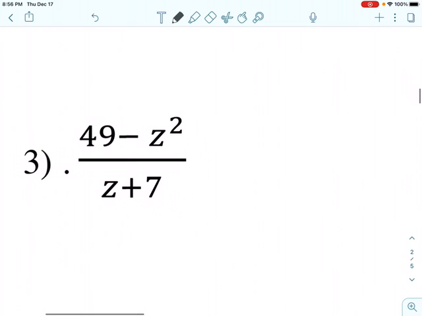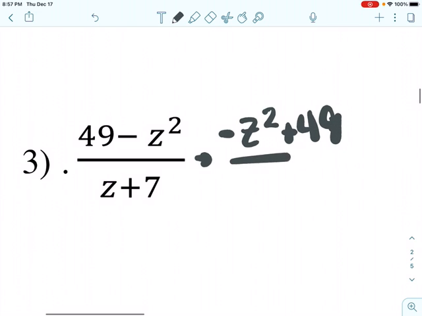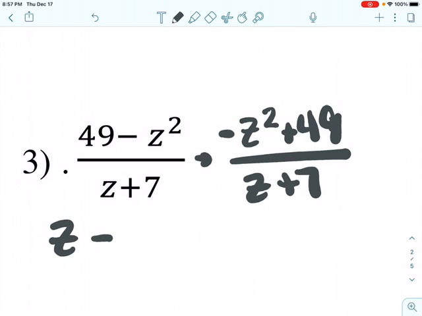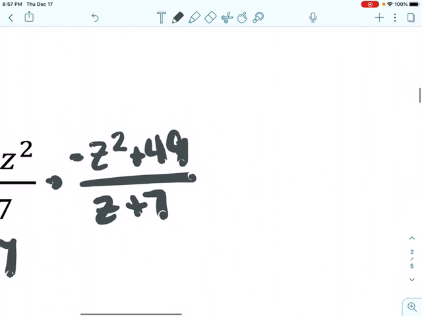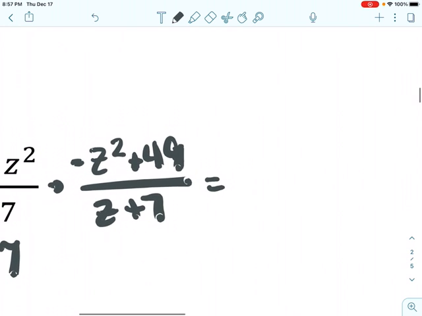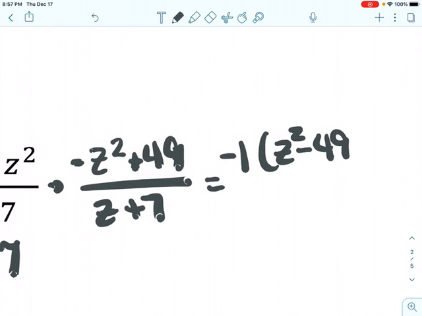Okay, so let's try this one. All right, so again, I noticed that my variable is second. It's got a negative sign, so I'm going to rearrange that. Commutative property allows me to do that, so I'm going to go negative z squared plus 49 all over z plus 7. Now right away, before I do anything else, I'm going to say that z cannot equal negative 7 because that's what my denominator is going to be equal to 0. Okay, and I'm going to factor out that negative 1. So I get z squared minus 49. Yes, that makes life so much easier.